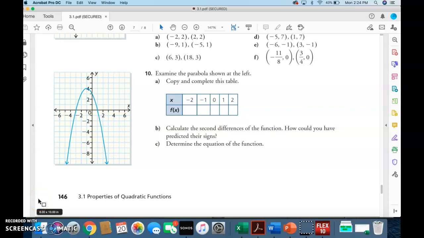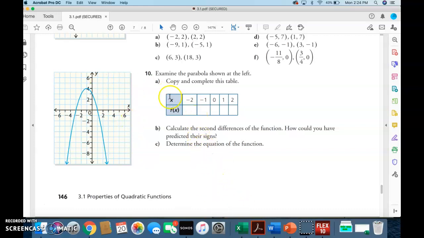I'm going to go through these two questions that you were unsure about, question 10 and then 11 from section 3.1. So question number 10: examine the parabola shown to the left. So they're talking about this one right here. Copy and complete this table. And then there's some other parts.